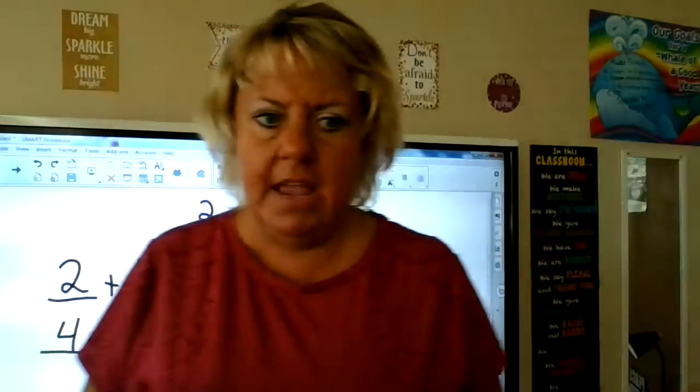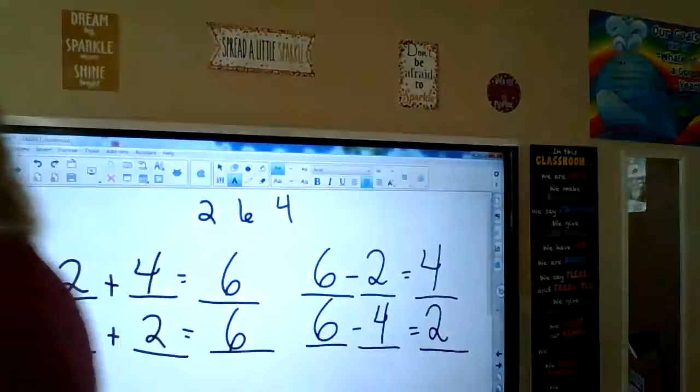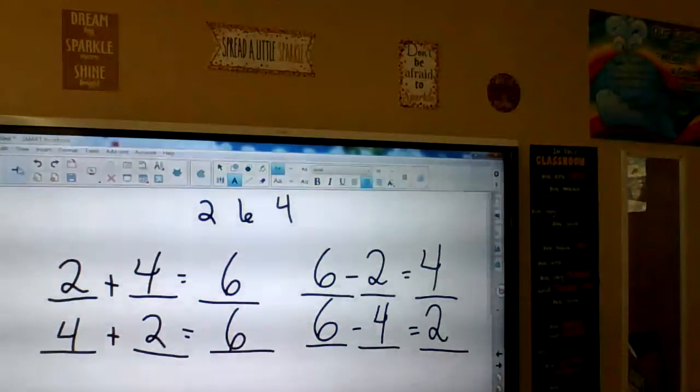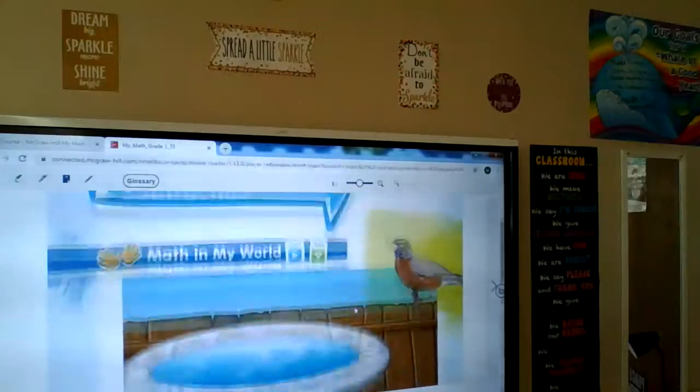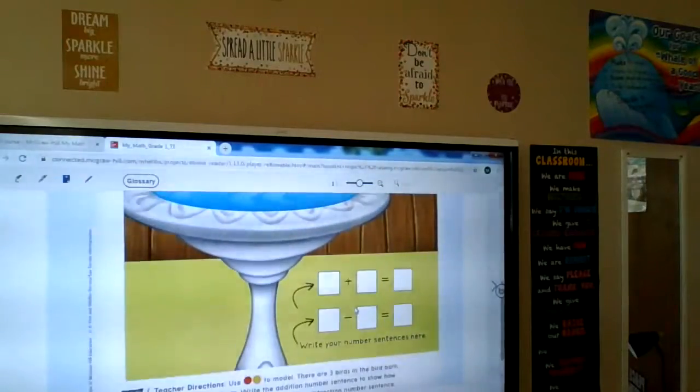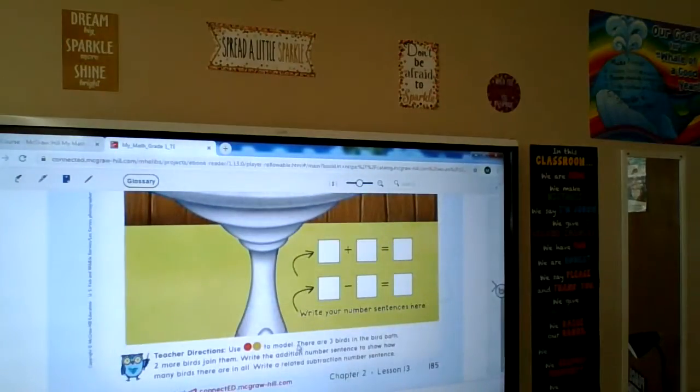Okay, all right, we're going to get started with the workbook pages. And it's relating addition and subtraction. We have a bird bath. And at the bottom it says there are 3 birds in the bird bath. 2 more birds join them. Write the addition number sentence to show how many birds there are in all. Write a related subtraction number sentence.